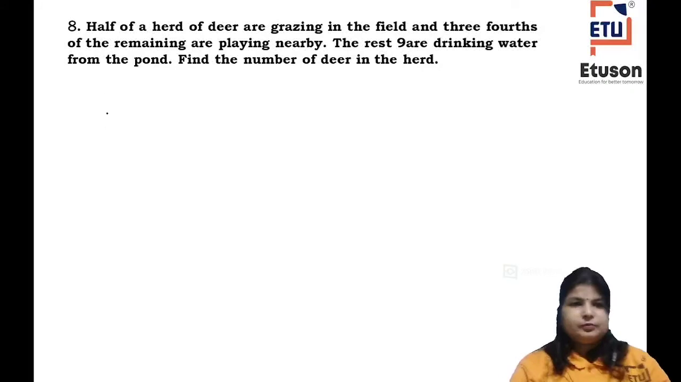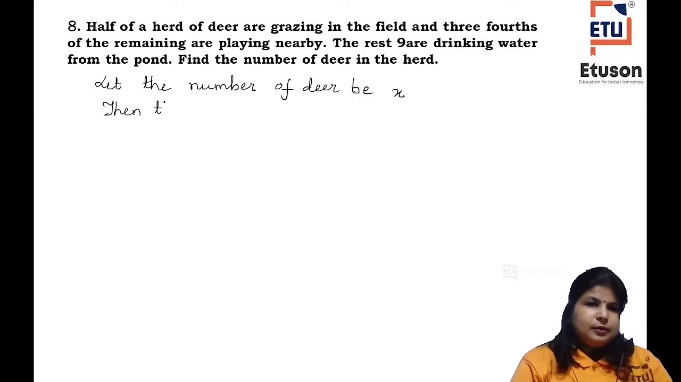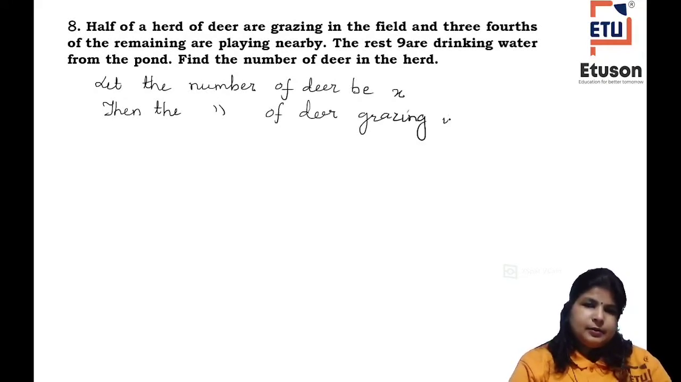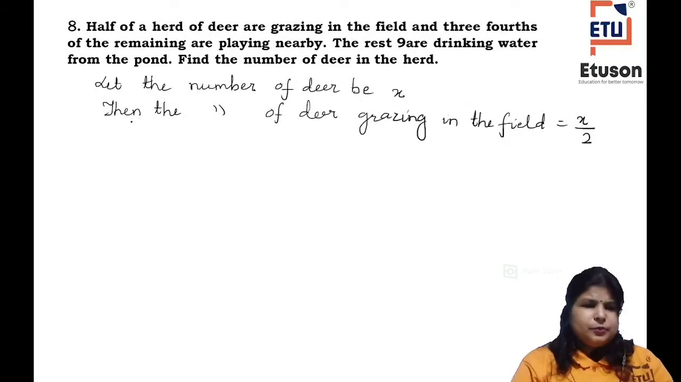So let the number be how much? X. Then the number of deer grazing in the field is equal to x by 2. 3/4 of the remaining, x minus x by 2, is half. So without calculation also we can do.